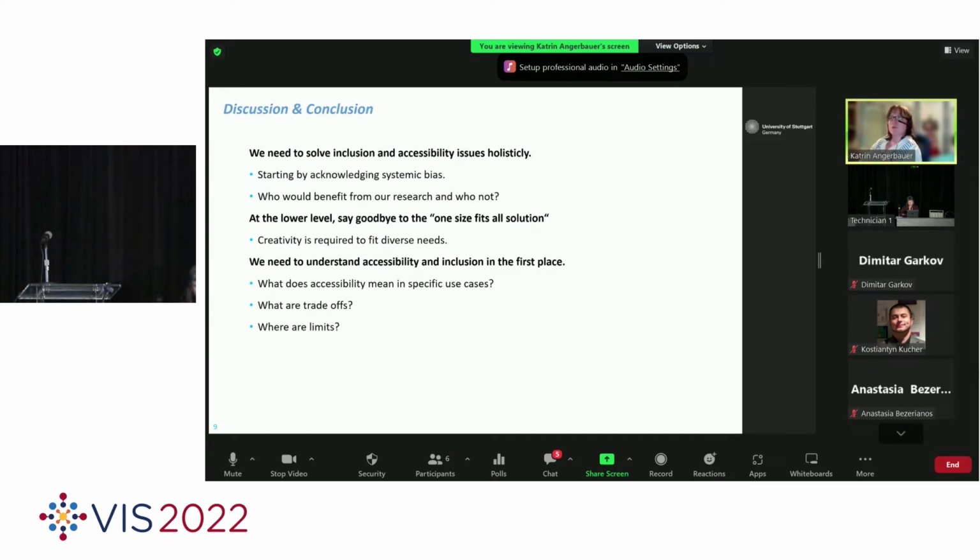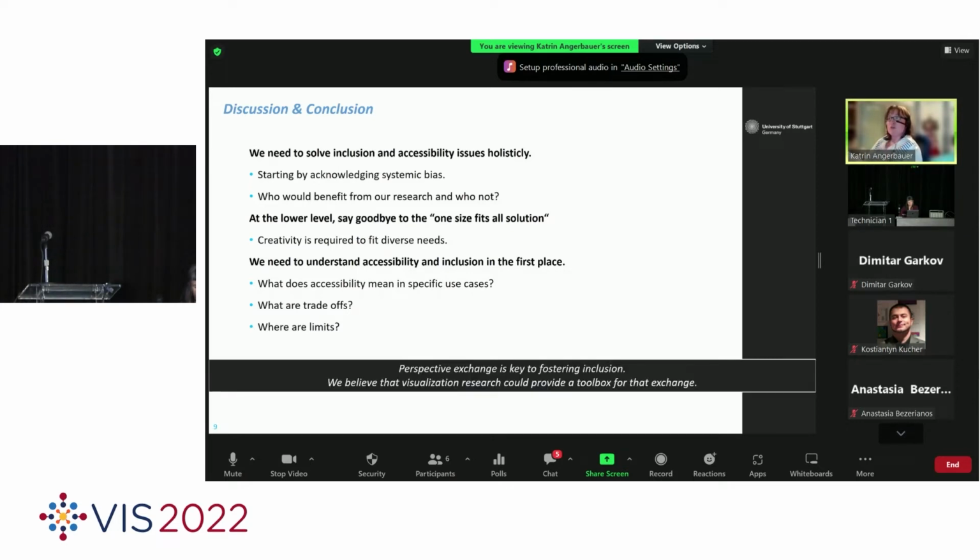And lastly, but most importantly, we need to understand accessibility and inclusion in the first place. So what does accessibility mean in specific use cases for specific people, for specific tasks? What are the trade-offs we're facing, and where are the limits? For me, as a takeaway, perspective exchange and the sharing of lived experience is the key to fostering inclusion. And showing different perspectives on things is something that visualization is really good at. And so we're in an excellent position to start developing a toolbox for that exchange. And I hope we will be doing so. Thank you.